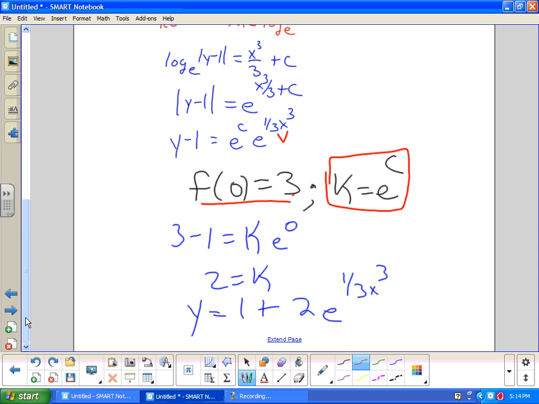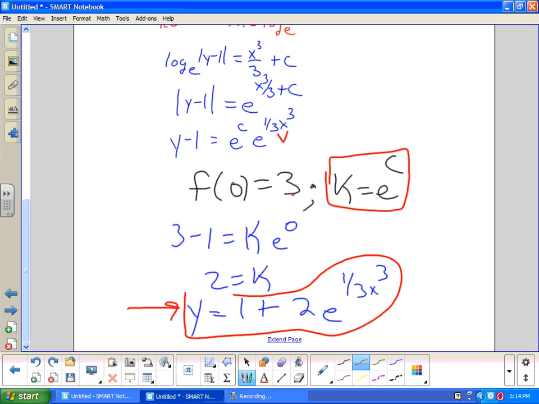So now I just have to plug in 2 for this. So I have y minus 1 equals 2 times e to the x cubed over 3. Well, move the 1 to the other side, and I have the solution because I want y to be by itself. All right? So y equals 1 plus 2e to the x cubed over 3. You get a point for using the constant. If you plugged it in here, you get a point. Using the initial condition to find the constant. And finally, you get 1 point for having the equation here, which is the final answer.